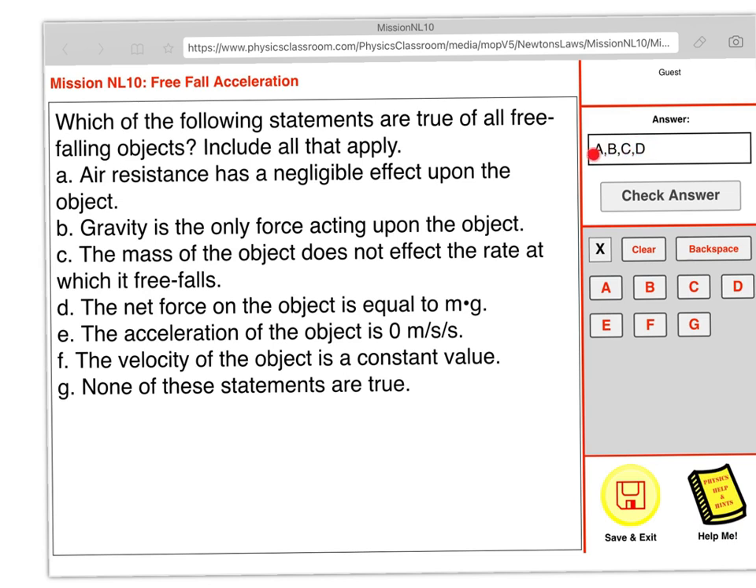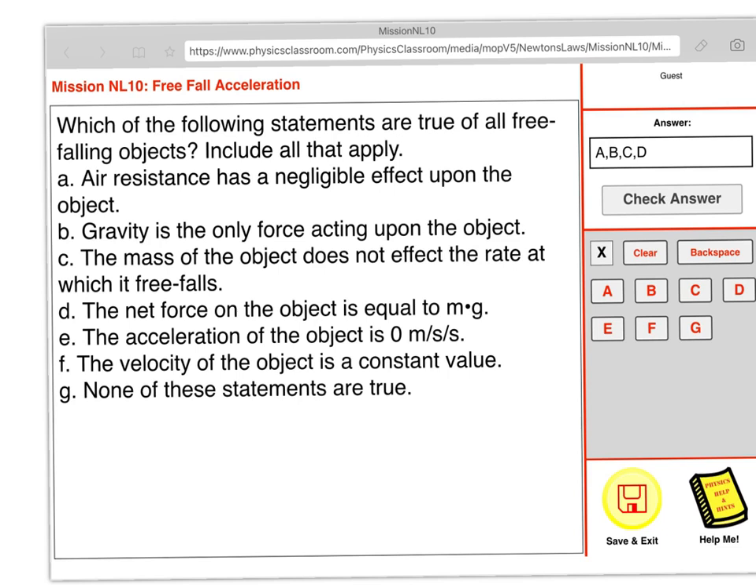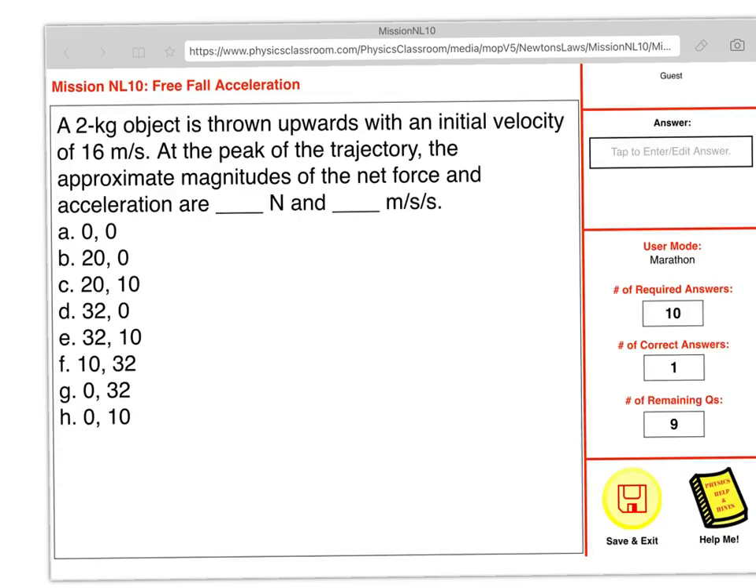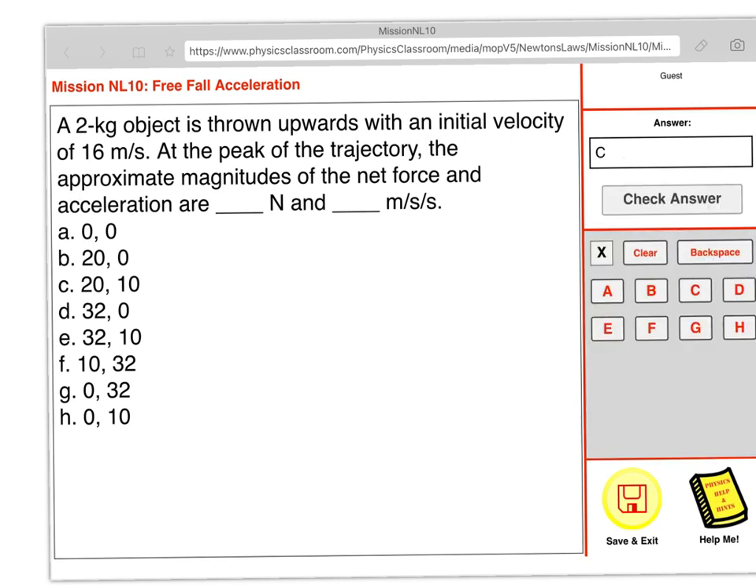Okay, those are the correct statements. Go through them one by one and convince yourself why the correct ones are correct and the incorrect ones are incorrect. Okay, this is a good question. It'll check your understanding of projectile motion.